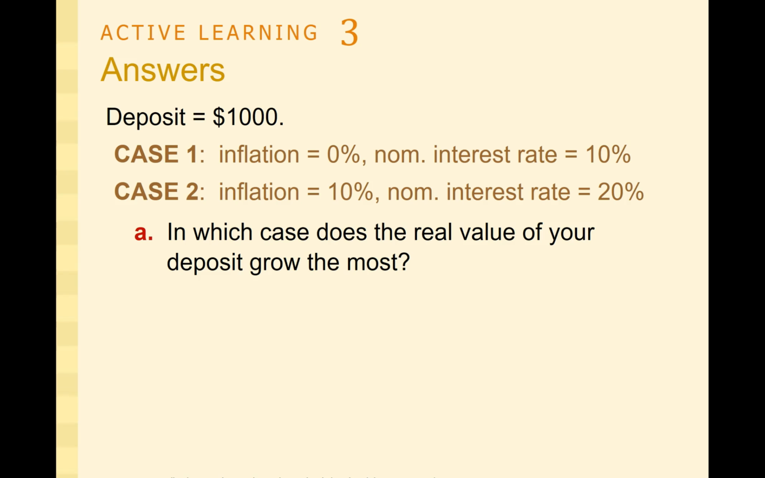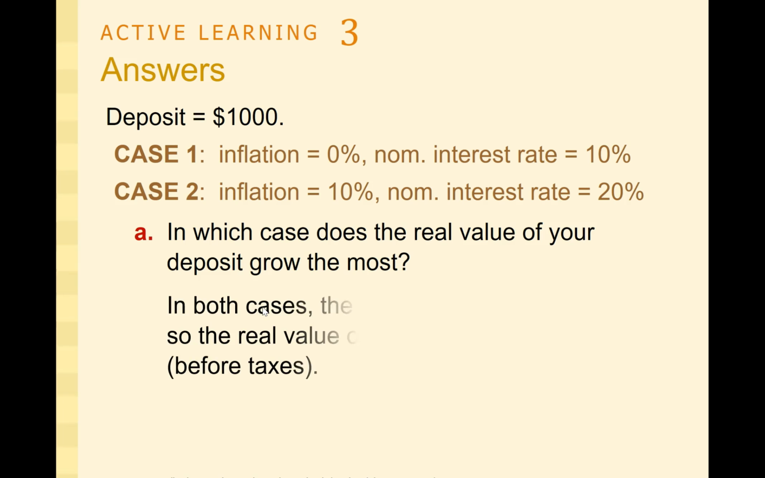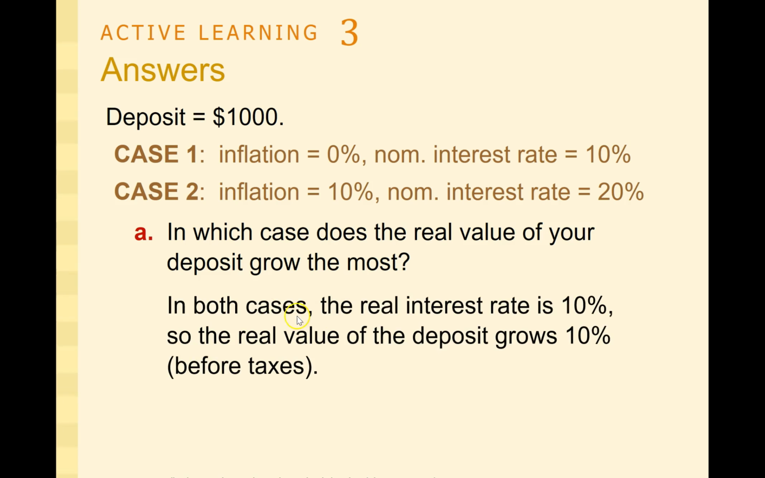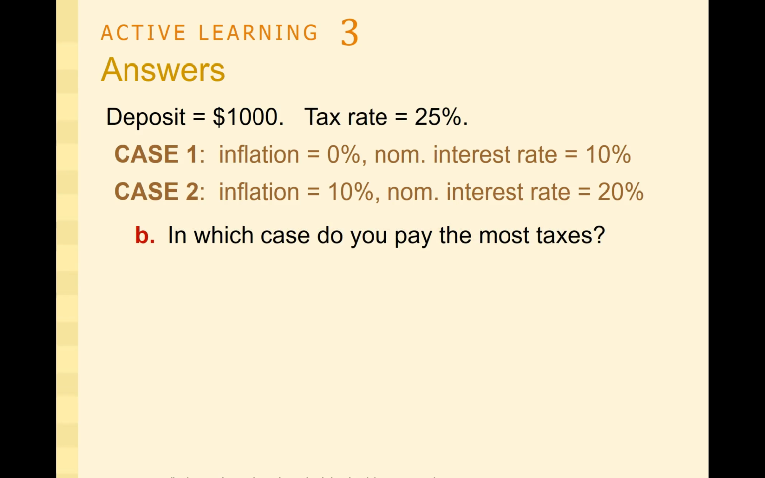In A, in which case does the real value of your deposit grow the most? We can do the calculation. In both cases, the real interest rate, right, the nominal minus the inflation rate, is 10%. So in the first case, the nominal is 10%, the inflation rate is 0, we have a real interest rate of 10%. In the second one, the nominal rate is 20%, inflation is 10, 20 minus 10, so the real interest rate is 10%. So for A, there's no difference in the real value of the deposit growth.